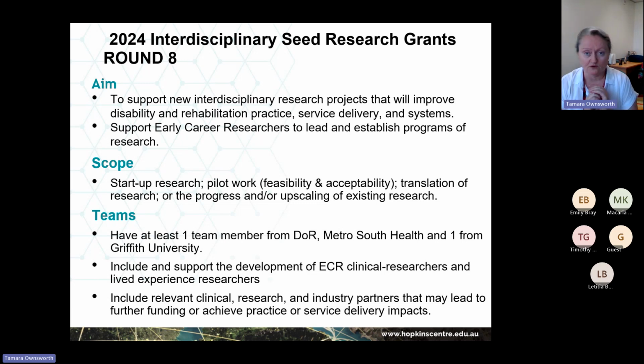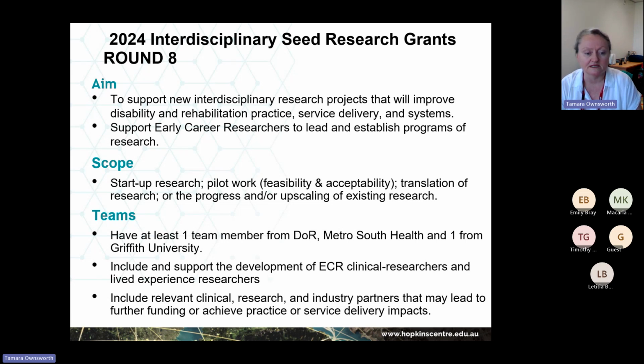So because these projects go for 1 year only, so they're 12 months, the scope is really important to consider. So a lot of the successful grants that we have funded previously tend to be more startup research or pilot work, where researchers are looking at the feasibility or acceptability of a new clinical process, assessment, intervention and so forth. But there still needs to be a translational focus on the research. And it could also be a progression of an existing research project and or upscaling of research that clinicians are already engaged in.